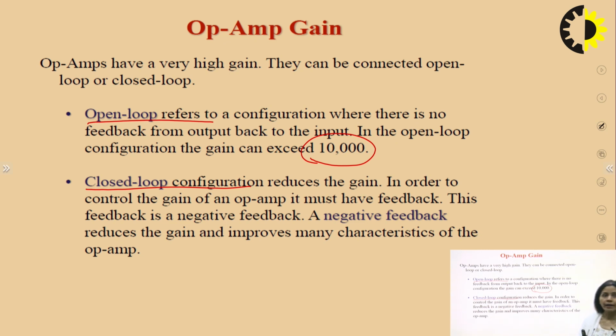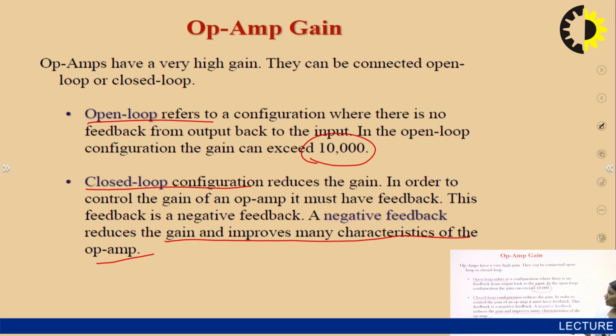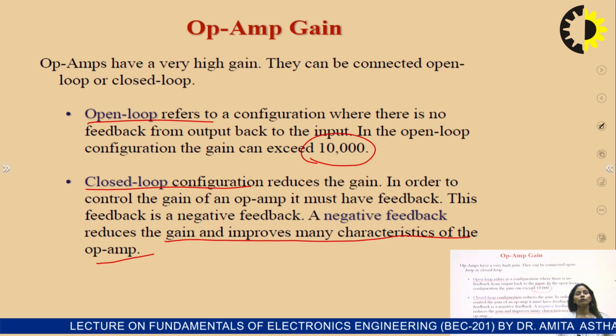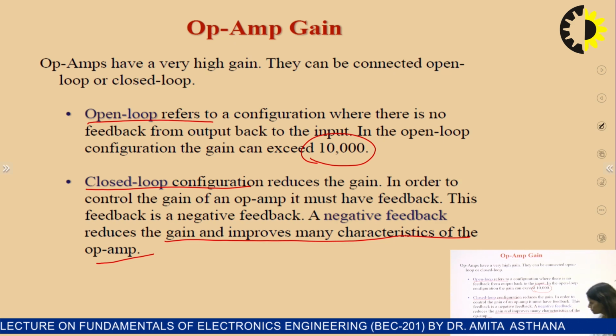A negative feedback reduces the gain but improves many characteristics of the op-amp that we will see. For ensuring the closed loop configuration of the op-amp, we must check whether the negative terminal is connected to the output or not. That is a very important mandatory requirement for the op-amp to work in the closed loop configuration for much more stability, right?